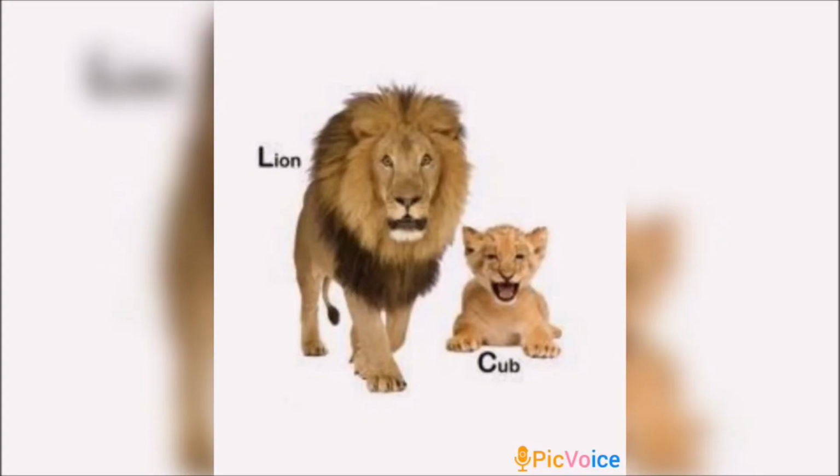What is this animal's name? You all like it, right? The name of the animal is lion. It is the king of the forest, right? How do we call the young one? We call the young one cub. The parent animal name is lion. The young one's name is cub.